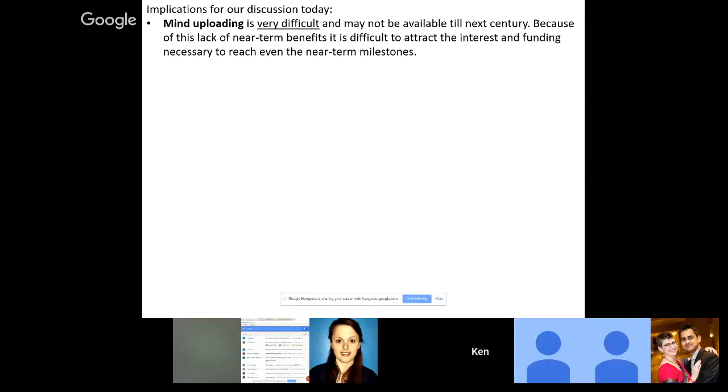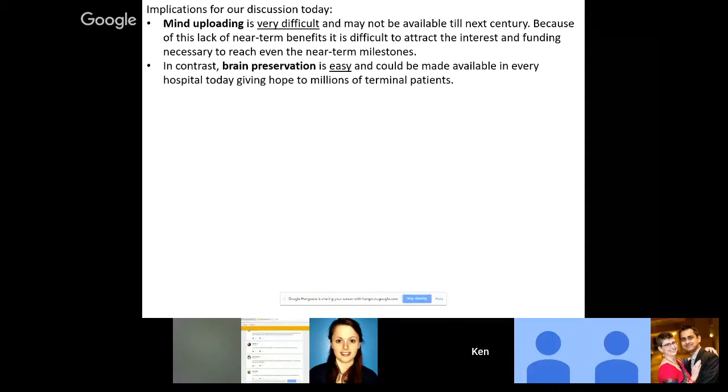The implication, as I see it for today's discussion, is that mind uploading is very difficult, and may not be available till next century. Because of this lack of near-term benefits, it is difficult to attract the interest and funding necessary to reach even the near-term milestones. In contrast, brain preservation is easy and could be made available in every hospital today, giving hope to millions of terminal patients.